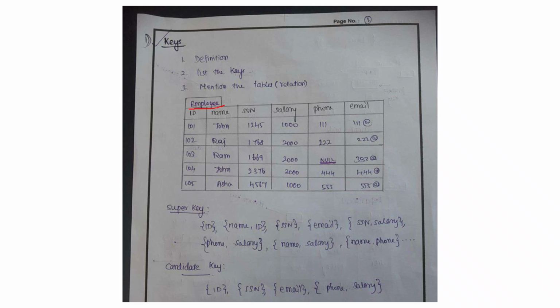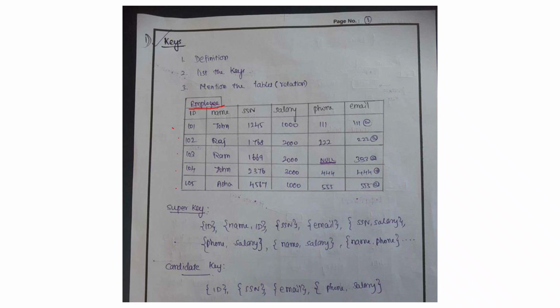So the relation name is employee, the ID, name, SSN, salary, phone, email are the attributes or columns of this relation. And this is row 1, row 2, row 3, row 4, row 5. So here the rows are called records or tuples. This relation is having 5 tuples or 5 records. This is a basic terminologies and basics of this relation.